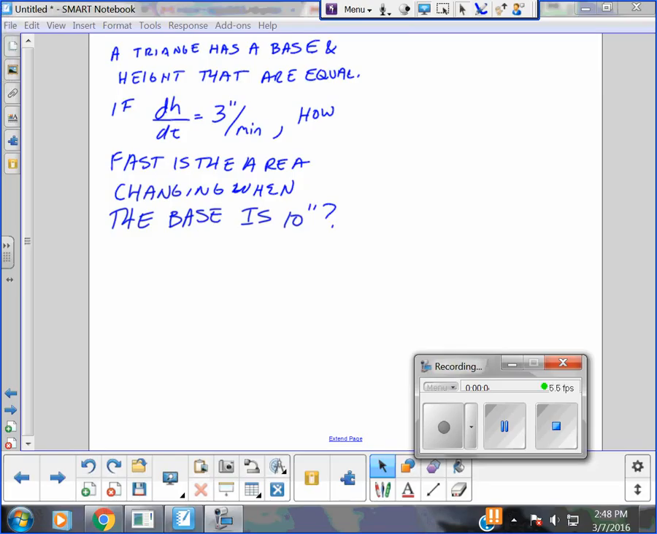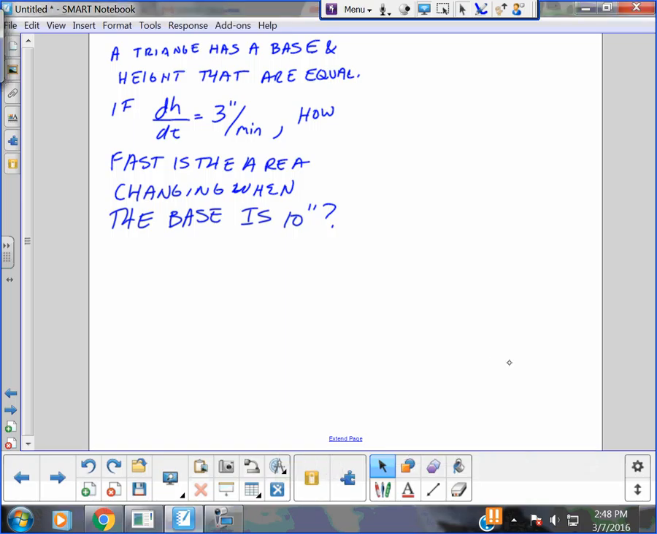So we have a related rate problem here. A triangle has a base and height that are equal. If dH/dt equals 3 inches per minute, how fast is the area changing when the base is 10 inches?